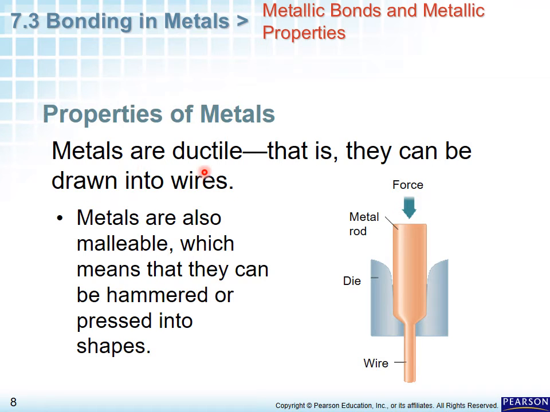Metals are ductile, that is, they can be drawn into wire. So the second property is that metals are ductile. Ductile means, suppose this is the metal, when we pull it, it can become a long, thin shape. Metals are also malleable, which means they can be hammered and pressed into shape. Malleable means you hammer it and after hammering it becomes a sheet. So ductile means it becomes wire, malleable means after hammering it becomes a sheet.